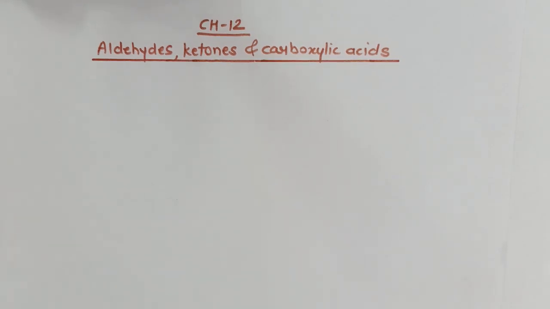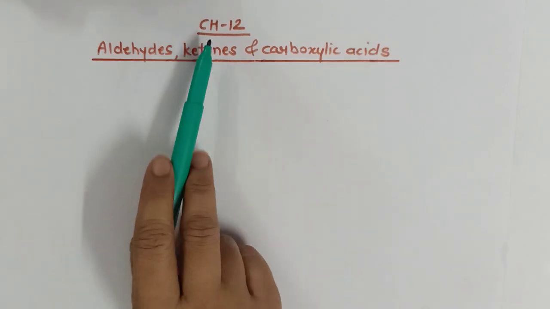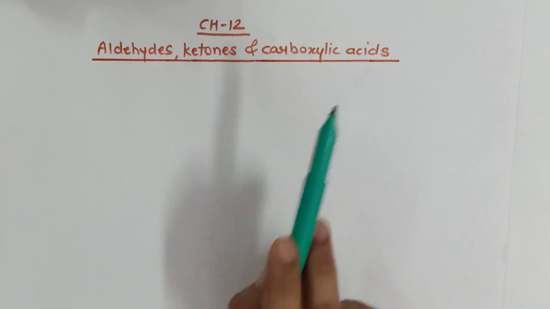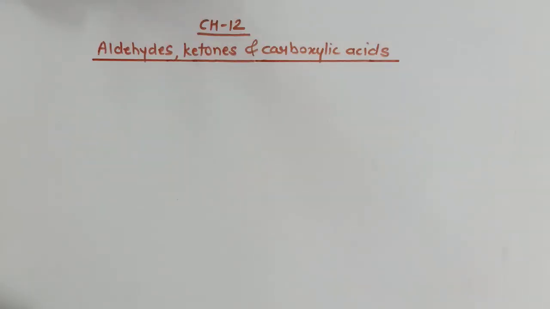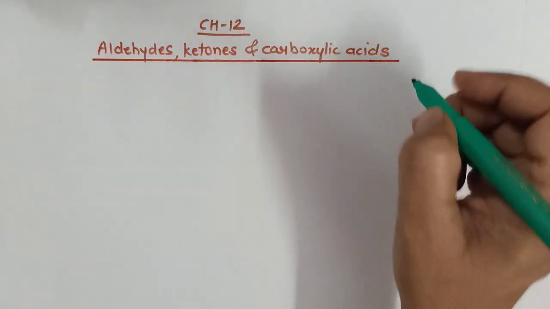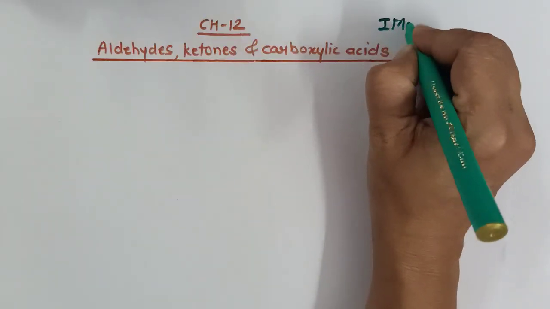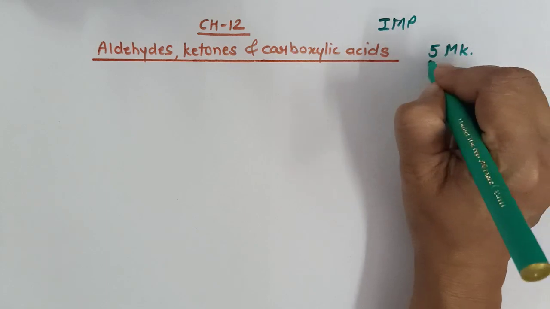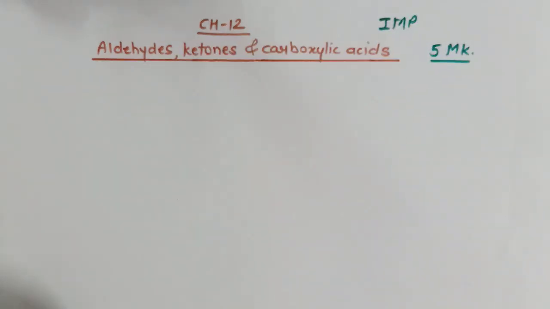Hello dear students. Today we are going to start with chapter 12 of our organic chemistry, aldehydes, ketones and carboxylic acid. This is your major chapter of organic chemistry. So overall this chapter is very important. Generally your 5 mark main question is asked from this chapter, and there is a lot of variety of questions that can be asked from this chapter. So without wasting any time, let us begin with this chapter.